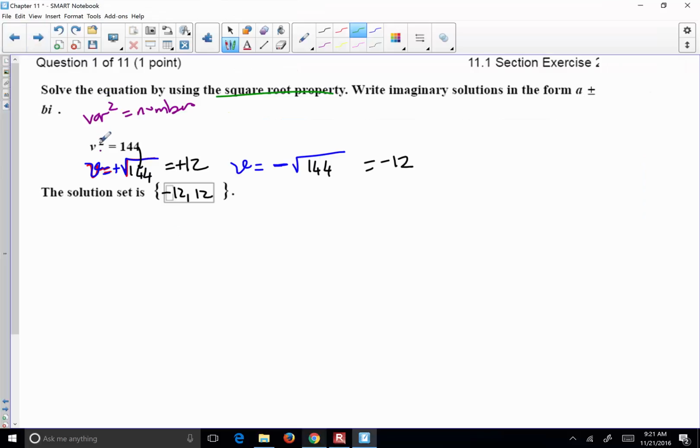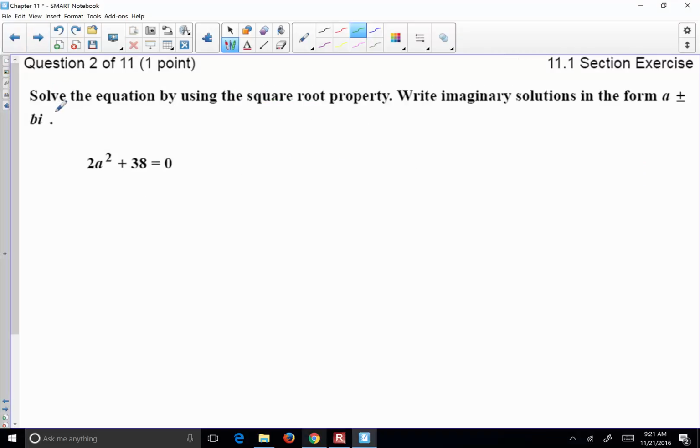This was an easy type because everything was ready, served, ready. But this one requires more work. Why? To be able to use the square root property, you must have the left side squared and the right side a number. You must have everything packed under a square on the left. Very important.